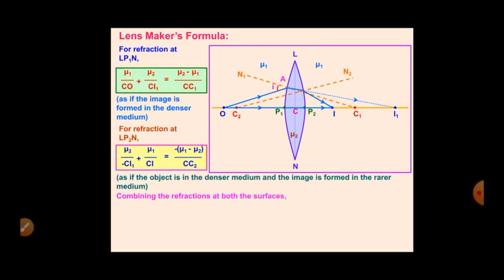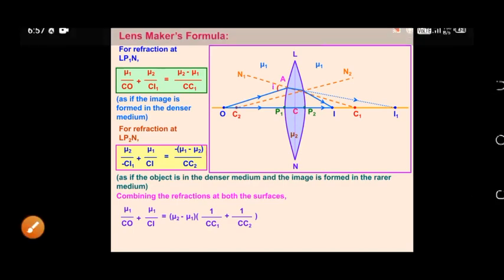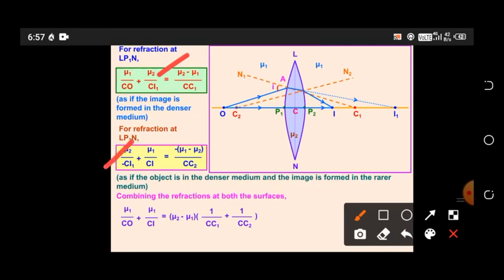Next, if we combine these two equations, one part will be cancelled out, this part and this part, when we add the two equations. So we finally get this equation: mu1 upon CO plus mu1 upon CI is equal to the expression in the bracket you can see here, and this we have got.